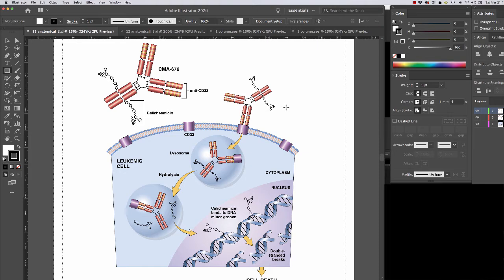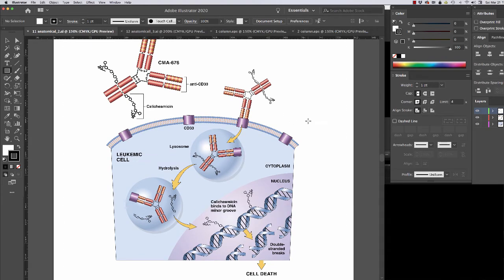So in this case, there's a small sort of skeletal model of this drug, which has been attached to an antibody specific to this CD33 protein on the surface of certain leukemia cells. And this drug is ingested into lysosomes. The drug is then removed from the antibody in a natural process inside the lysosome. The drug then enters the nucleus where it causes double-stranded DNA breaks and preferentially kills only these leukemia cells.